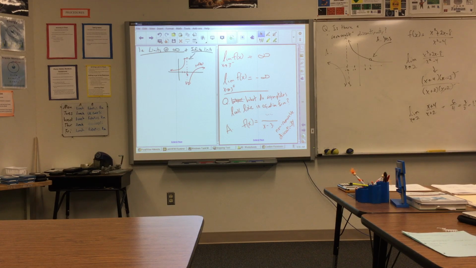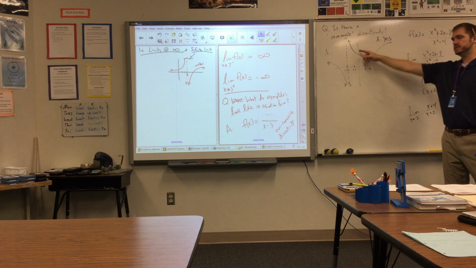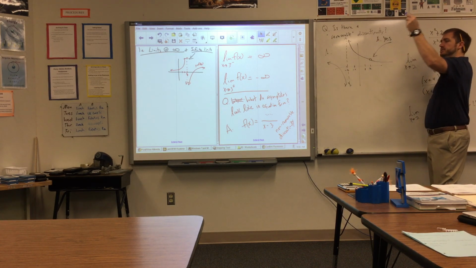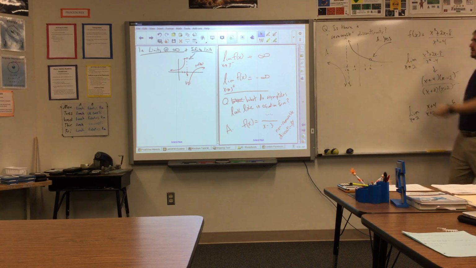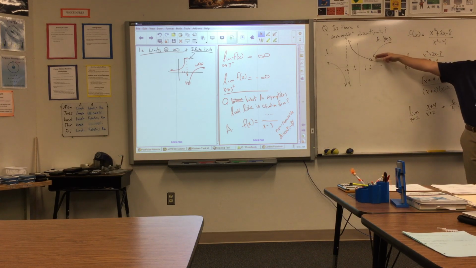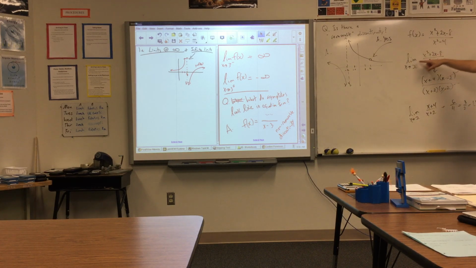So a removable discontinuity is still a discontinuity. It's a place where if you're drawing this with your pencil or pen, you would have to lift your pen up and then continue on. So it's a discontinuity. However, it's removable in the sense that we can still evaluate the limit there. The limit of that function as x approaches 2 is exactly 1.5.